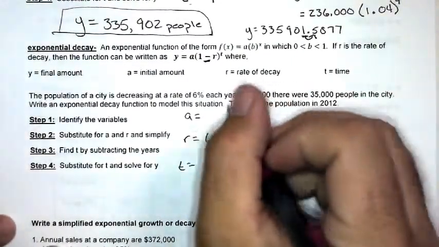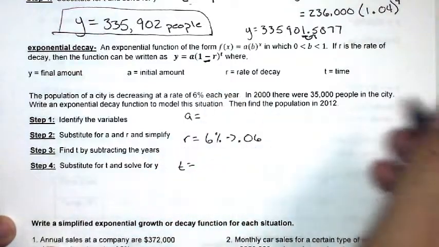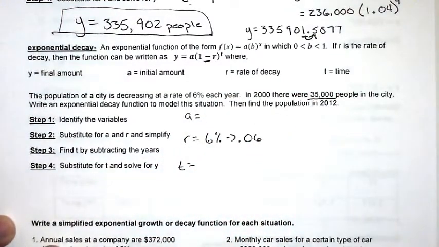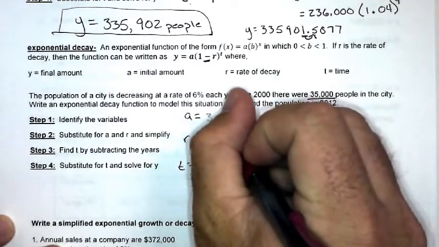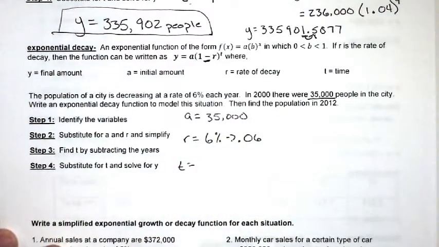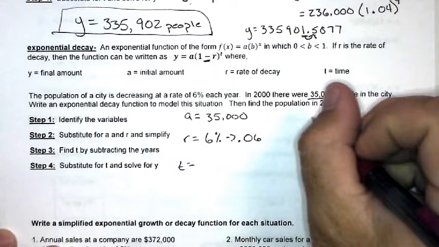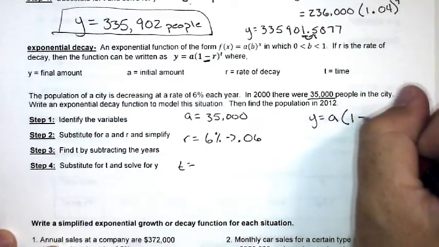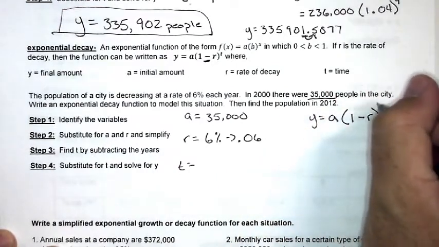Okay? In the year 2000, there were 35,000 people in the city. Is that my A or my T? 35,000 people. Is that my A or my T? A. Write an exponential decay function to model the situation. Decay is y equals the initial value times 1 minus the rate to the power of time.